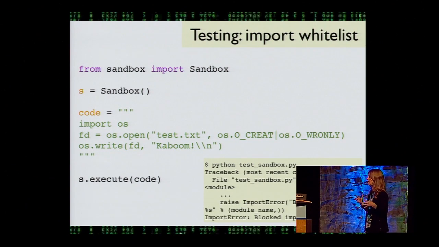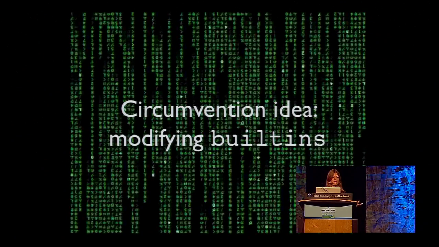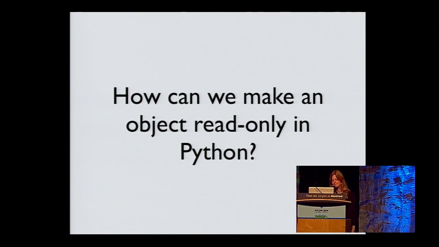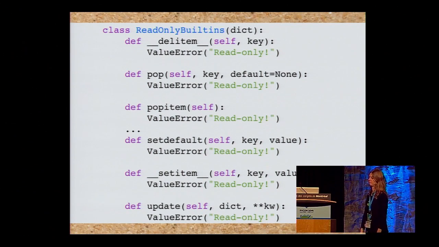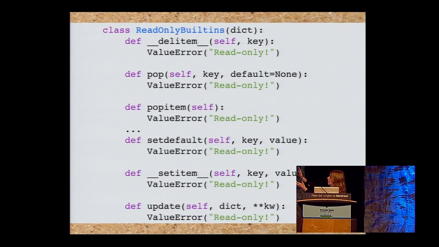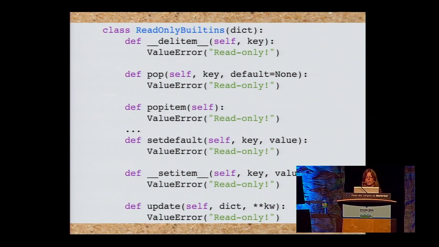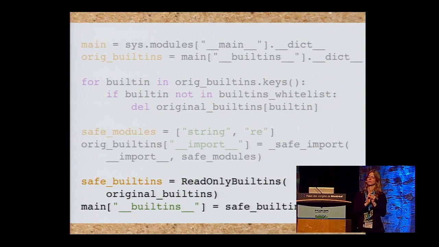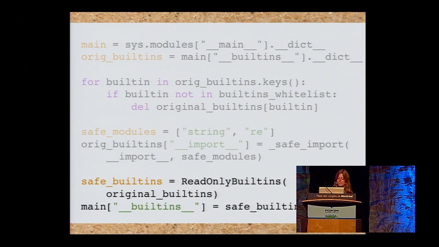But then the question is, OK, how do we make us unable to modify built-ins? So we really want to make built-ins read-only. So how do you make something read-only in Python? OK, well, built-ins is a dictionary. We can subclass a dictionary. And why don't we just raise a value error for all of the things that would mutate the dictionary? Cool. OK, so we have a read-only built-ins class. You can't add or remove items from this dictionary. That sounds pretty good. And we can, again, before executing any of our untrusted code, replace the original built-ins with our read-only version. Cool.